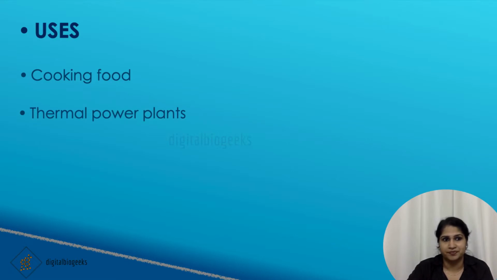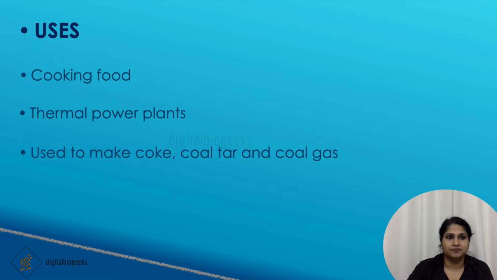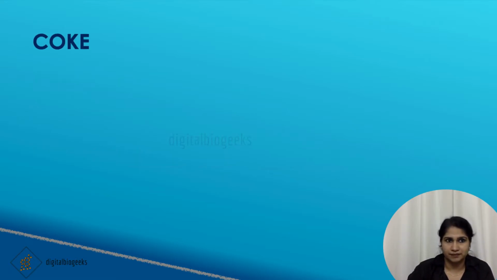Let's see the uses of coal. Coal is used for cooking food in villages. Thermal power plants use coal. Coal is used to make coke, coal tar and coal gas. These are the three products made from coal: coke, coal tar and coal gas. Let's see what are they.